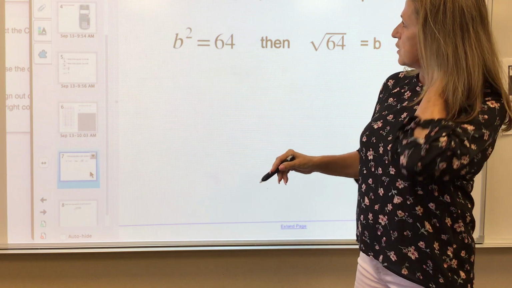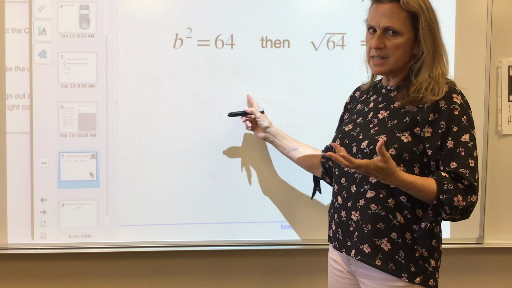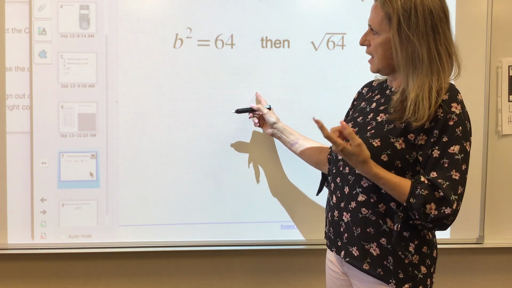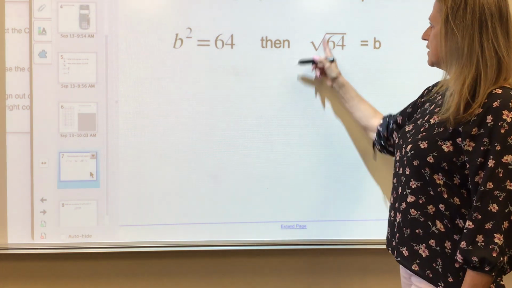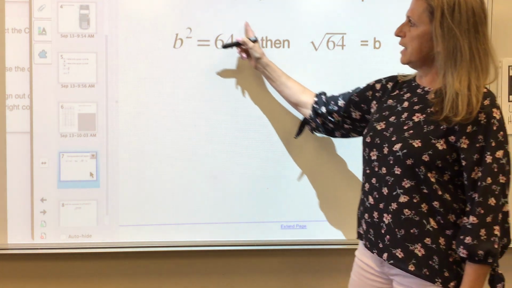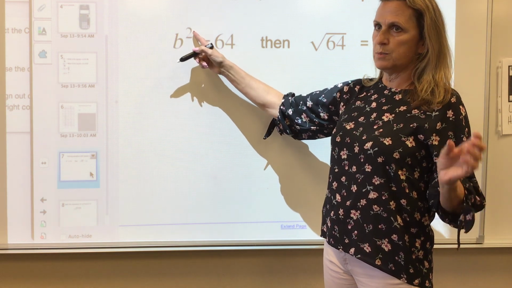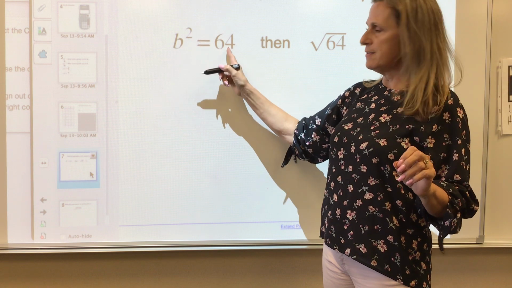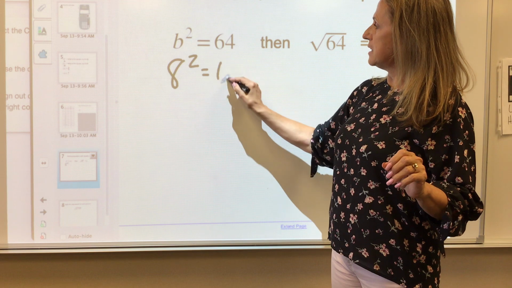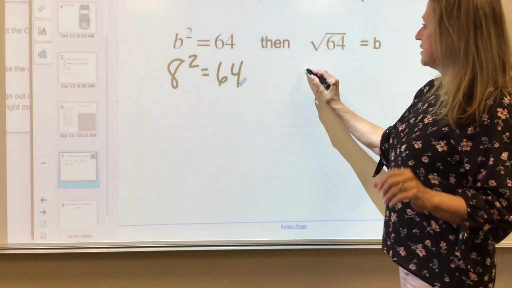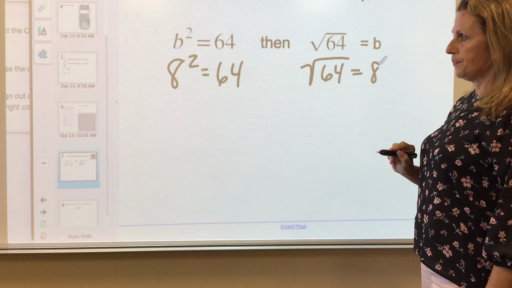We're going to move down to this one, because this is solving equations with square roots. So this is basically that thought process that we just did on the previous slide. So I'm thinking to myself, if b squared is 64, then the square root of 64 is b. What number, if I square it, which means multiply it by itself, gives me 64? Well, that's going to be 8, because 8 squared is 64. Then that means the square root of 64 is 8.